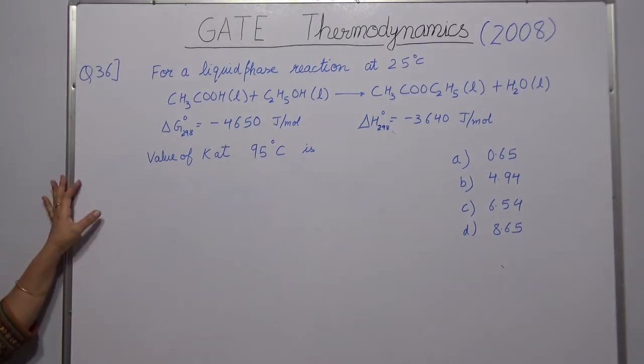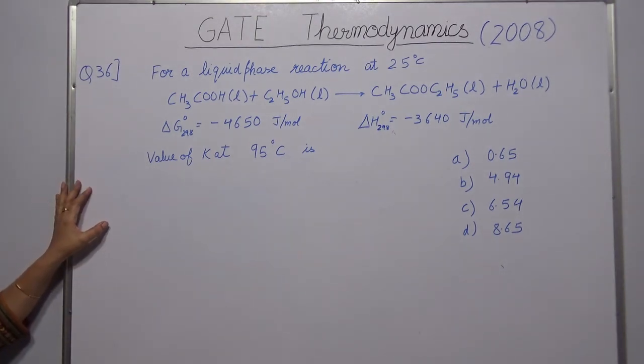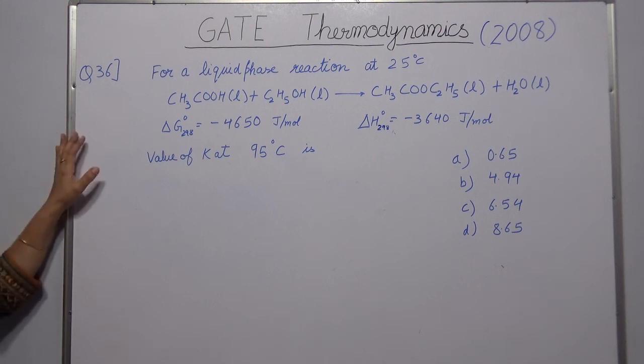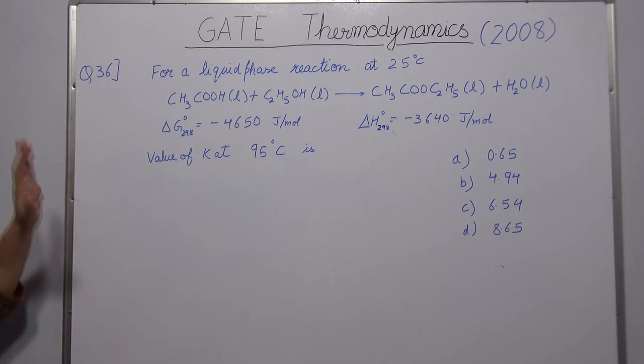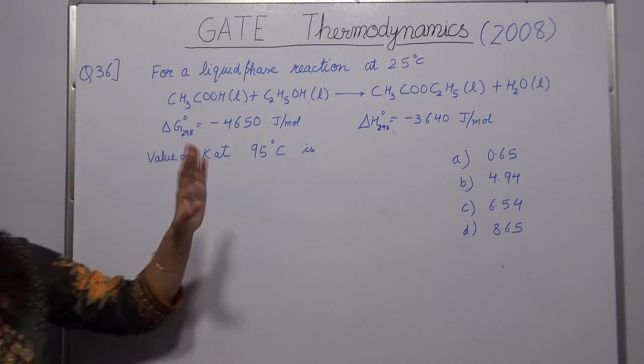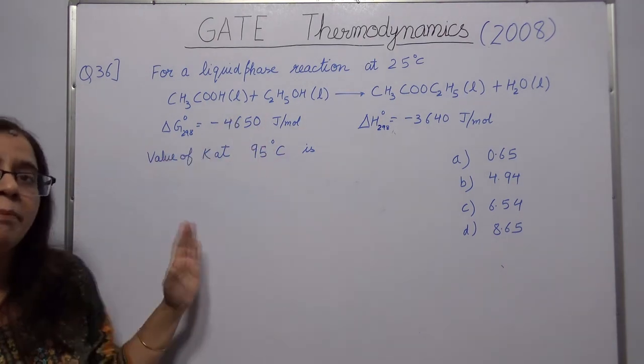Okay, so the equation which we are going to use is the Gibbs-Helmholtz equation. I had derived that equation in one of my previous videos. It was the solution of 2012 thermodynamics questions part 2. So if you don't know how that equation comes, you can go and check that video. That was GATE Thermodynamics 2012 part 2.